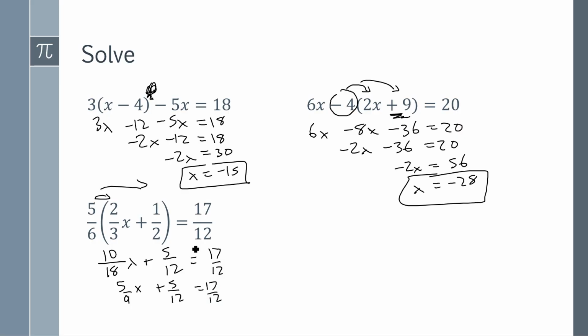And it just so happens that clearing the fractions will be more difficult in this case because I already have a common denominator right here. So I'm going to subtract the 5/12. I'll finish my work over here. I have 5/9, so I'm subtracting this thing. That gives me negative, well, nope, not negative. That gives me 12/12, which is simply 1.